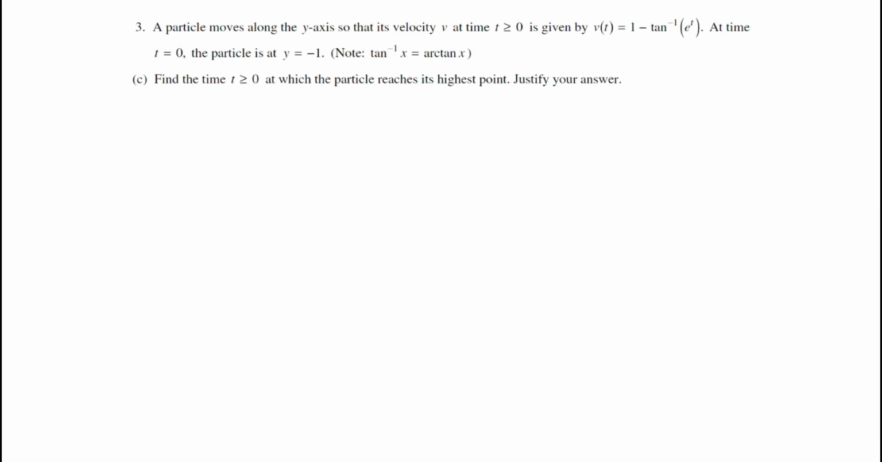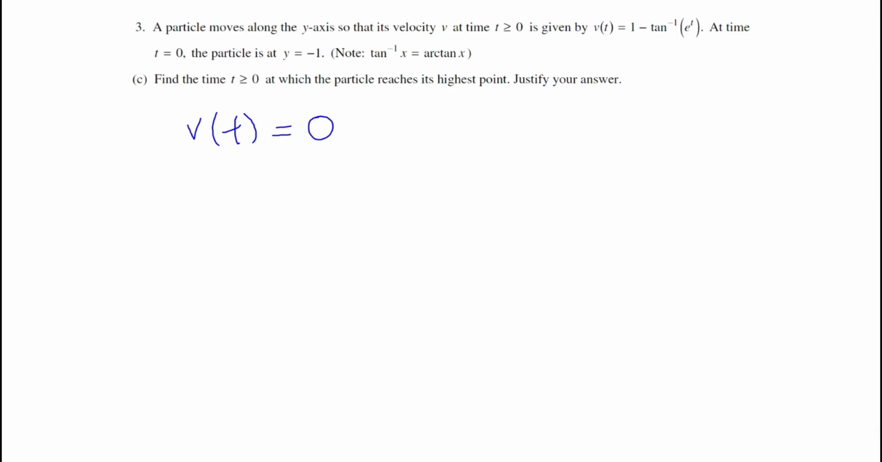In part C, we want to find the time at which the particle reaches its highest point. Well, in order to figure out when a particle's position is at its maximum, that's when its velocity is going to equal 0. That'll be when it'll have a maximum or a minimum on the position of something, and when its derivative, the velocity, equals 0. So we want to see, when does v of t equal 0?